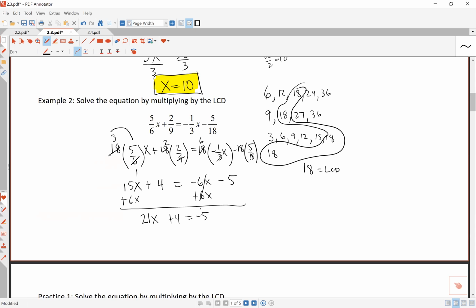Then we want to get rid of the plus 4, so we subtract it from both sides. Negative 5 minus 4 is negative 9. And we have 21x equals negative 9. So we divide by 21, and we have x is equal to negative 9 over 21, which when we divide both top and bottom by 3, we get negative 3/7.